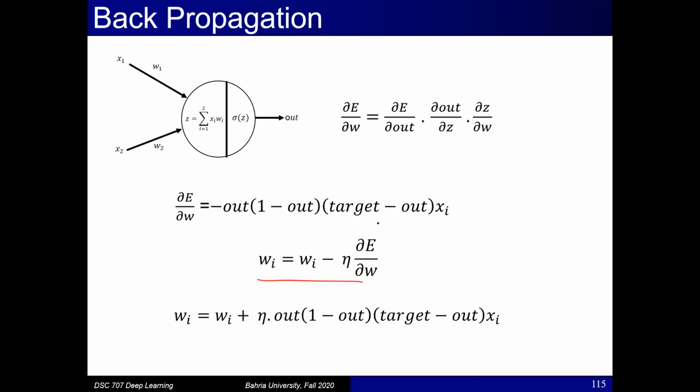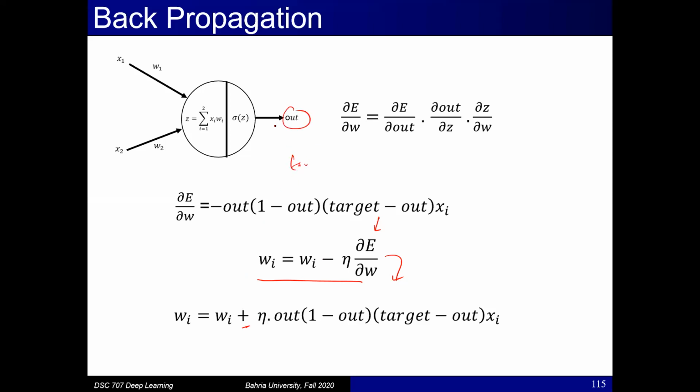This is a key expression, so I simply plugged in this value, and you get something like this. Since we had a minus here, this minus cancels out, and that's why you see a plus sign here. So this is how you will update the weights only at the last layer of the network. I'm talking about the last layer because only on the last layer we have output and we have target.